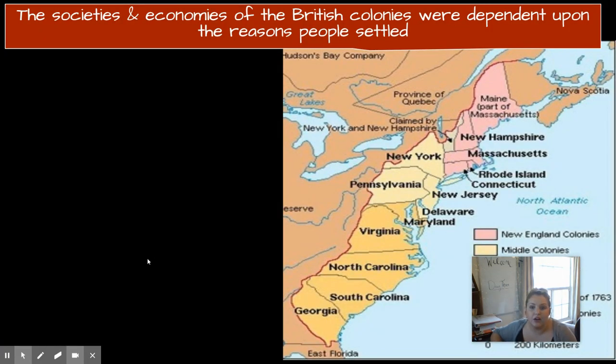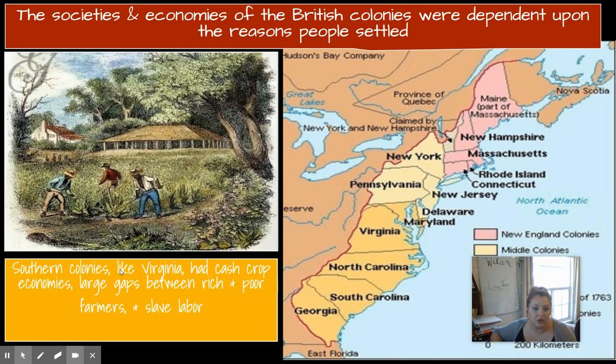Okay, so societies and economies of the British colonies were dependent upon the reasons that people settled. Okay, so southern colonies like Virginia had cash crop economies, so large gaps between the rich and the poor, the farmers and slave labor. Okay, this is still a system that exists in the South today. You have kind of this idea of the gentry, like old money, the fancy people, and then you basically have everybody else. There's these massive gaps in wealth.